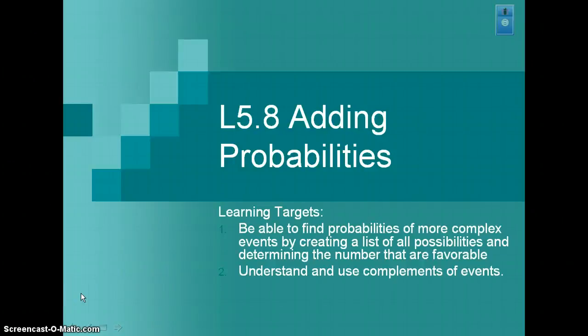Ladies and gentlemen, adding probabilities, lesson 5.8. Your learning targets for today: you should be able to find probabilities of more complex events by creating a list of all possibilities and determining the number that are favorable. Also understand and use complements of events. So let's dive right in.